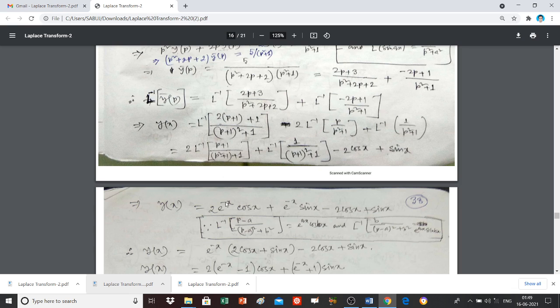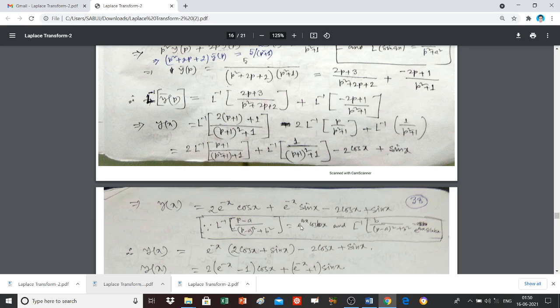Because if you know the Laplace transform of e to the power ax times f(x), in that relation you should replace p by p minus a. In this case, the positive sign means p minus (-1), so p is replaced by p + 1. That means the term e to the minus x will be multiplied with the inverse transform of cos x. So this will provide you 2 into e to the minus x cos x.